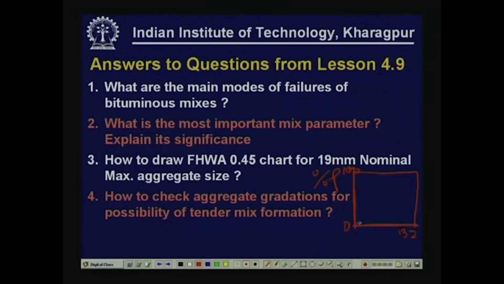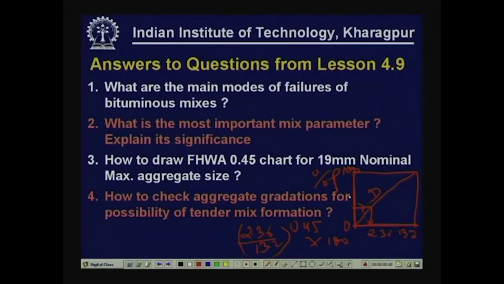Then let us join this line. Then on this, let us say we want to identify the 2.36 millimeter size. So, we calculate what is the percentage passing through 2.36. We calculate (2.36 divided by 13.2) to the power 0.45, into 100. So, we will identify that percentage here and then locate 2.36 here. On this, any given gradation can be plotted, and this is the densest gradation, so any gradation can be compared to the densest gradation.